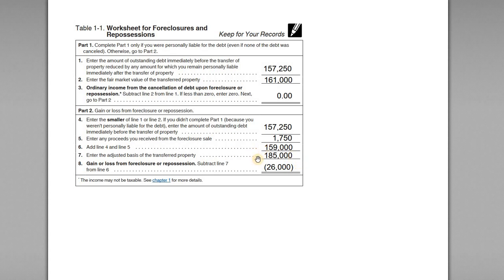So what John paid for it, $185,000. Now, obviously, if John had made improvements to the property, then he could increase his adjusted basis. But in this case, we're just assuming that he paid $185,000 for it, did no work to it, and so that's his adjusted basis in the property. Now, the gain or loss here from the foreclosure repossession, we would subtract line 7 from line 6. And there we have our $26,000 figure. So this is how John figures out what is his loss on this repossession and foreclosure of the property.